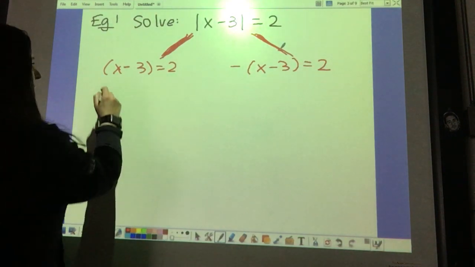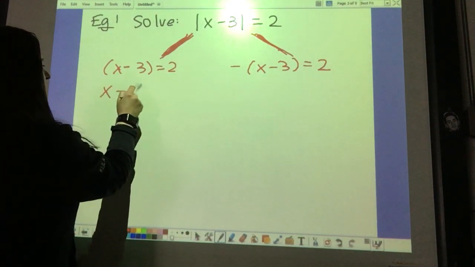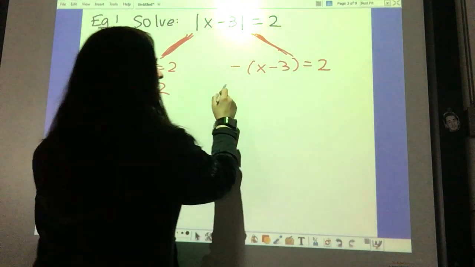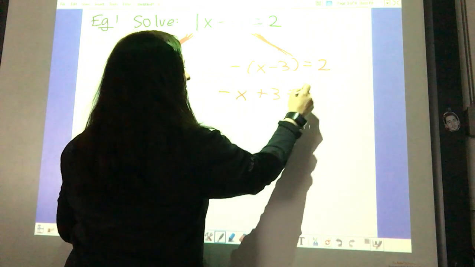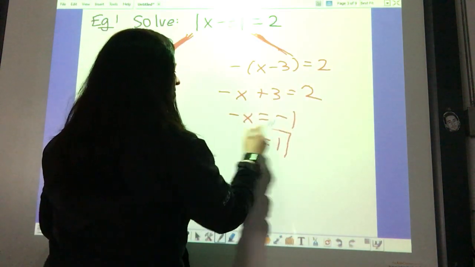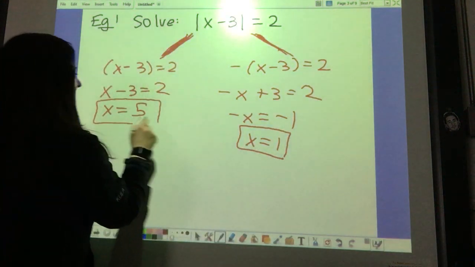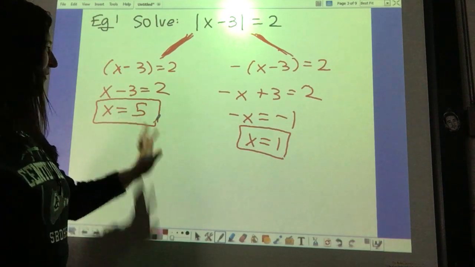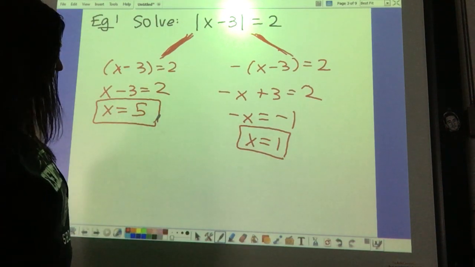Now we solve. For this branch, we have x minus 3 equals 2, so x equals 5. Then on this side, minus x plus 3 equals 2. Minus x equals minus 1, so x equals 1. That should be really easy. Almost too easy for us at this point after getting through that rational unit. So enjoy the nice short solving of equations.